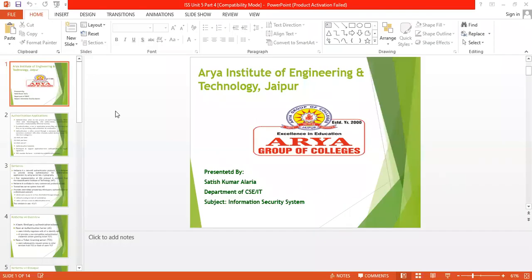Good morning, students. Today we will discuss some authentication applications such as Kerberos. In the previous lecture we discussed X.509 and the public key infrastructure. So now we will discuss the authentication applications.